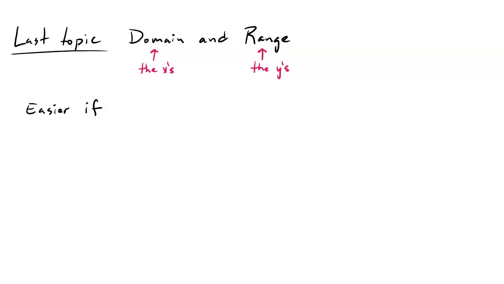So I put a couple words up right before lunch here, and I don't think many people wrote them down. So I'll kind of give you guys a second here. The last thing we're going to talk about is domain and range. And if you just have numbers, it's definitely a lot easier.